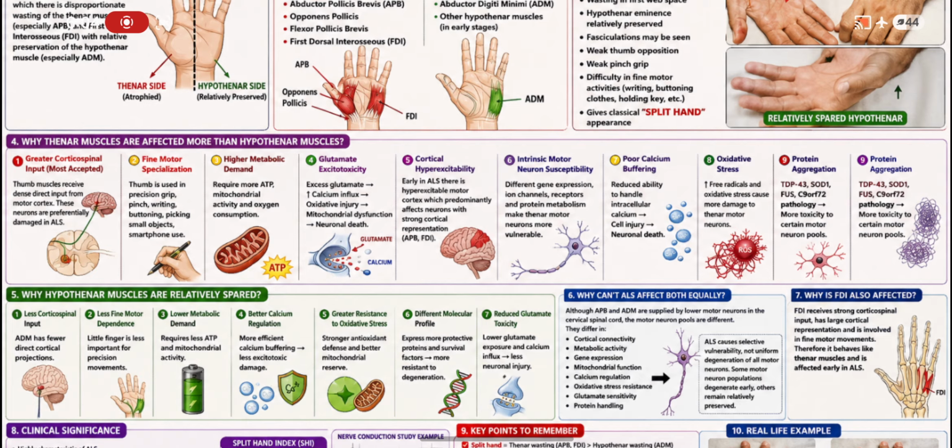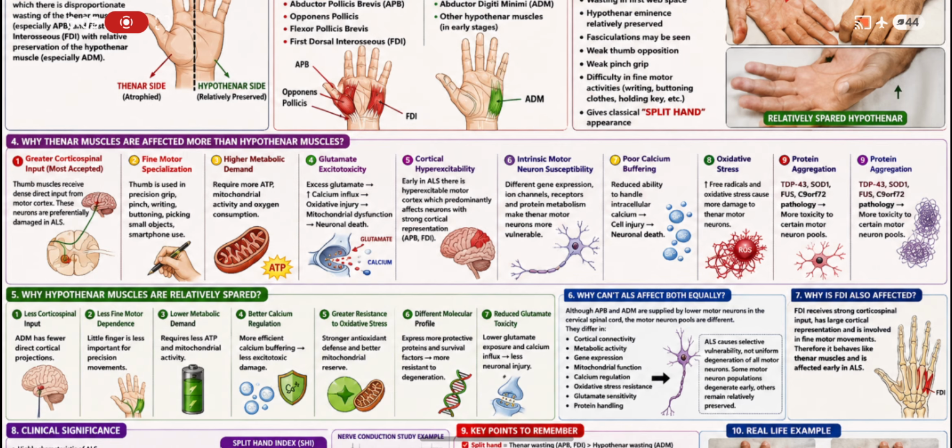The thumb muscles, especially the abductor pollicis brevis and the first dorsal interosseous, receive dense direct projections from the primary motor cortex. Since ALS preferentially affects these corticospinal pathways, muscles that depend heavily on cortical control undergo degeneration much earlier. This concept is considered the cornerstone of the split hand phenomenon and is the explanation most commonly expected in examinations.